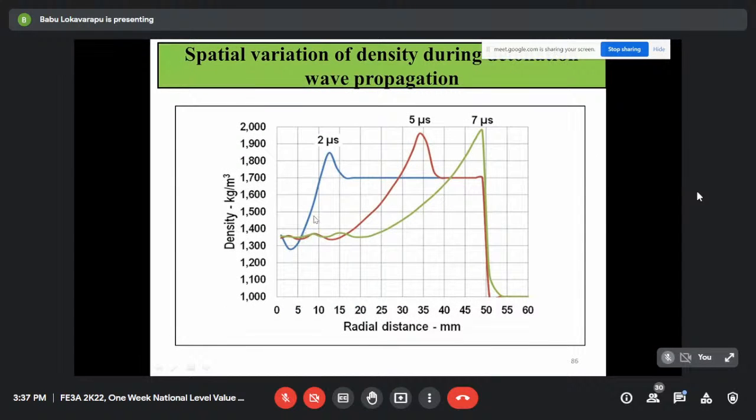Now this is how density is going to vary through this, for 2 microseconds, 5 and 7, at different time intervals. When the explosion takes place, there is continuously a change in density, right? That value is how it is going to vary. So you can see in the beginning more, then again at 5 coming down, and again here it is coming down.